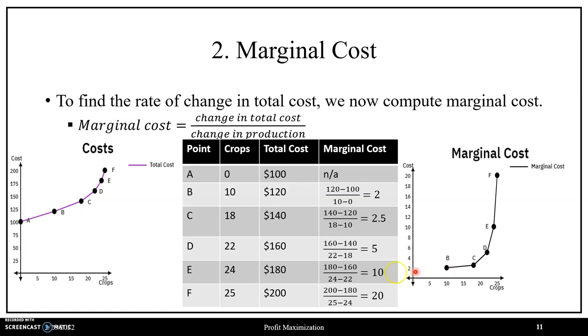If we were to do the same for point B to C, in terms of the change in total cost, this is going from 120 to 140. So our numerator is 140 minus 120, giving us a value of 20. And in terms of the change in production, this is going from 10 to 18, so our denominator is 18 minus 10. Our numerator divided by our denominator gives us a value of 2.5 that we see on our marginal cost graph. If we were to repeat this, we would get those numerical values of 5, 10, and 20 at the corresponding output levels of 22, 24, and 25, which gives us that upward sloping curve as expected.